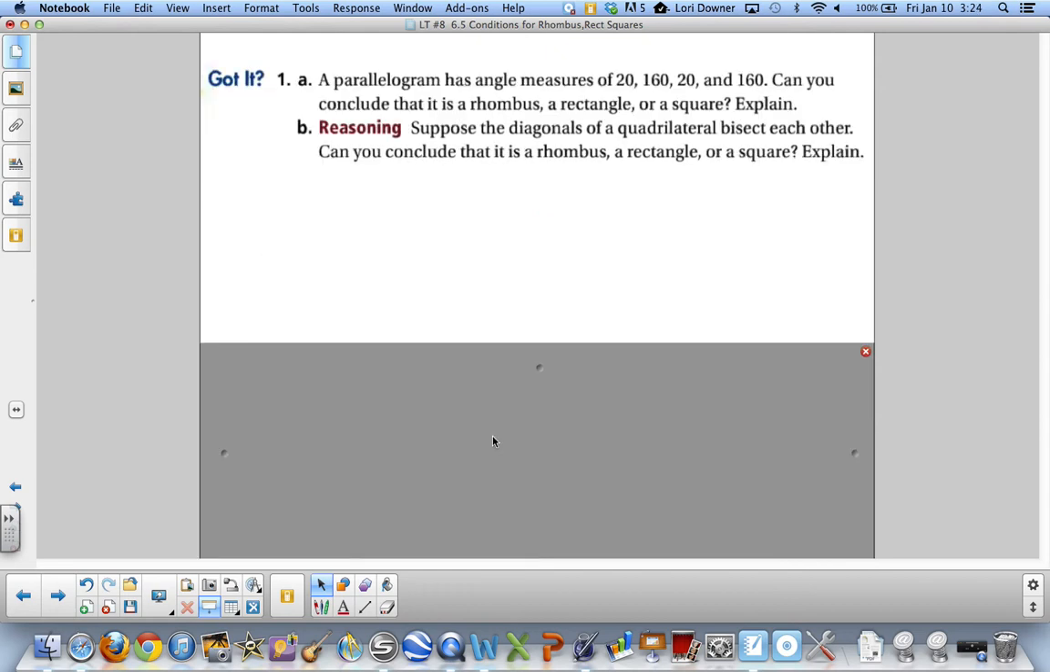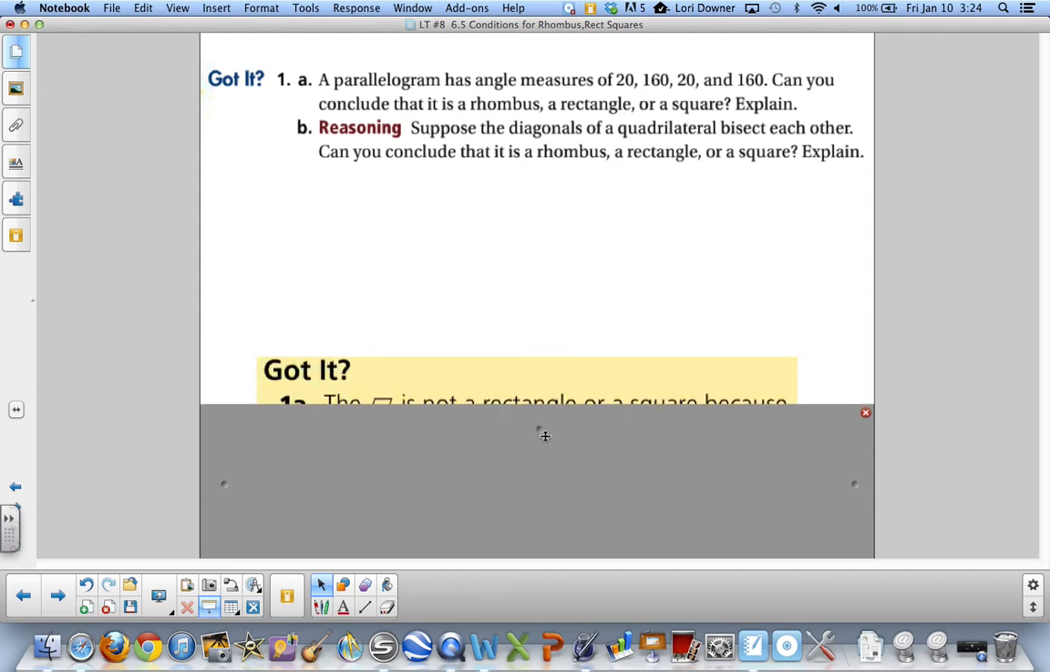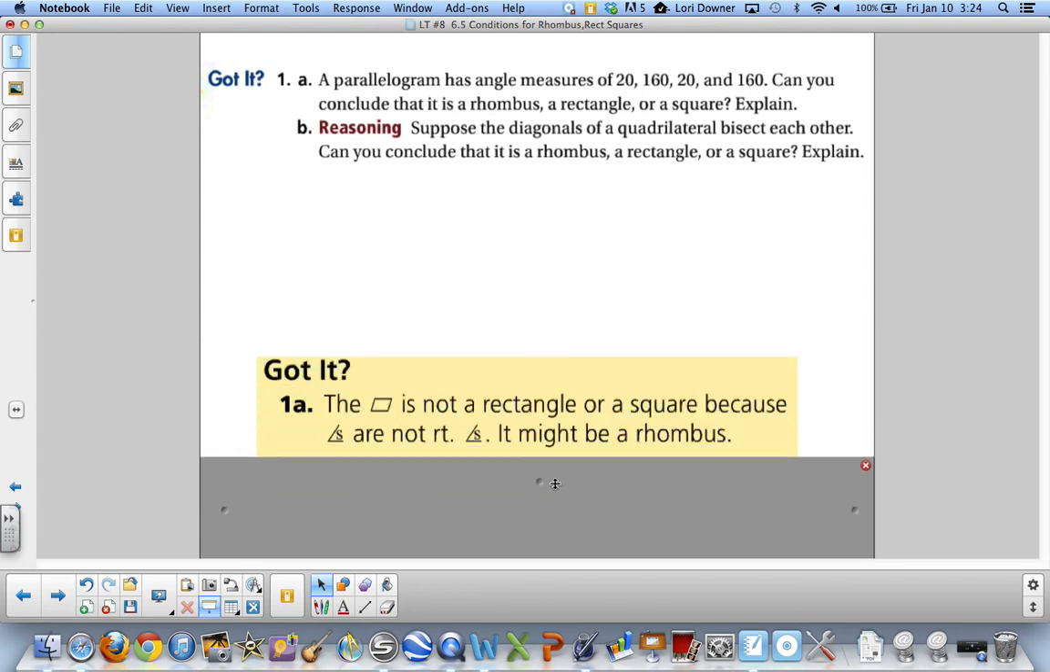The parallelogram has angle measures 20, 160, 20, and 160. Can you conclude that it is a rhombus, a rectangle, or a square? Explain. Let's look at that. The parallelogram is not a rectangle or a square because the angles are not right angles. It may be a rhombus.